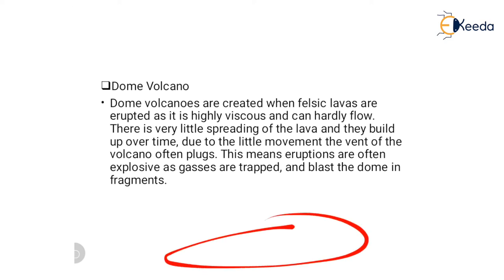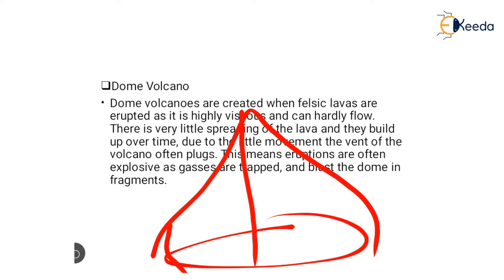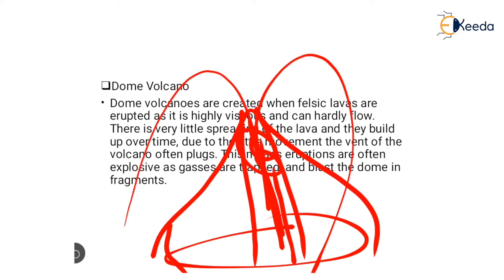See, this is the magma chamber, and it forms this cone-like structure. This is called a dome-like structure, but here the magma present is highly viscous. It cannot flow, so it gets plugged here, and because of high pressure, an explosive eruption takes place.